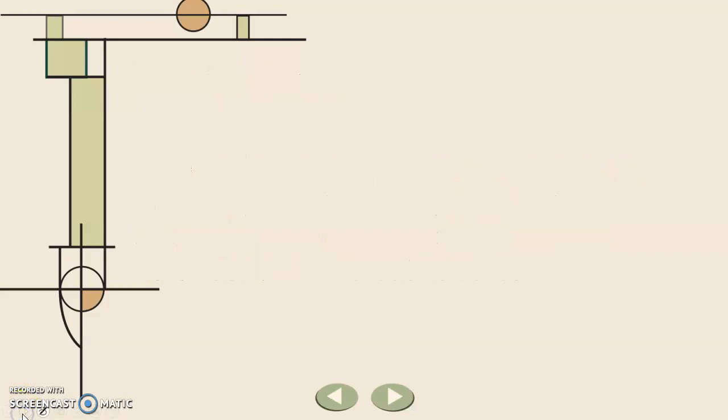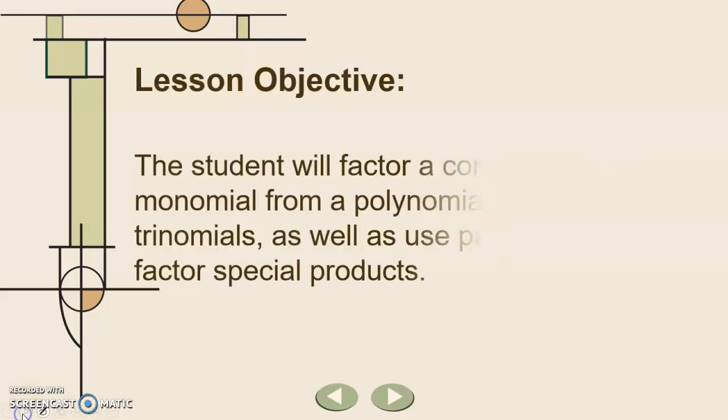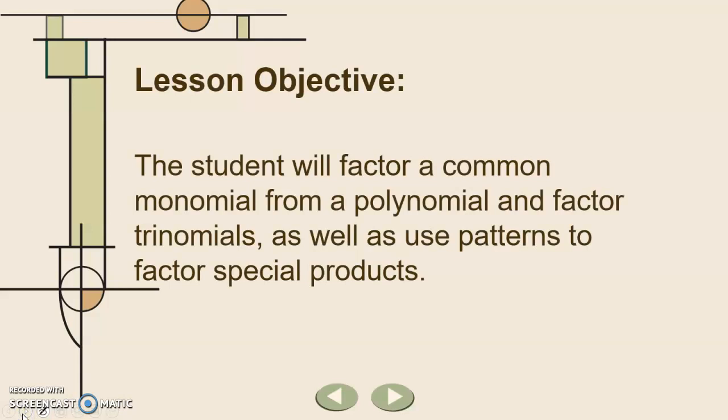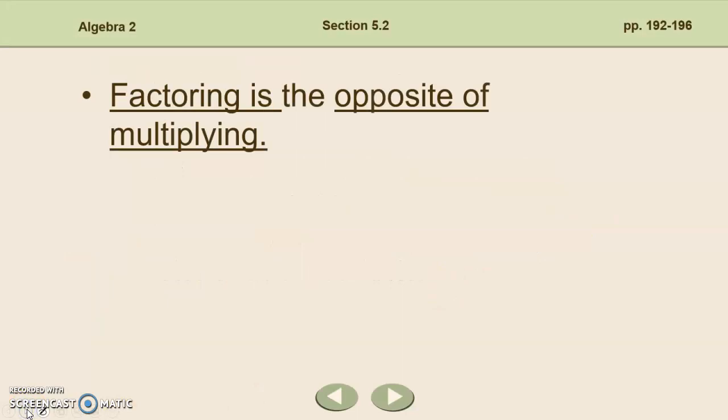for the greater good. Our lesson objective for today is that you, the student, will factor a common monomial from a polynomial and factor trinomials, as well as use patterns to factor special products. So we've got three main actions here: factoring a common monomial from a polynomial, factoring trinomials, and then use patterns. Those are the three things that we're going to be focusing on.